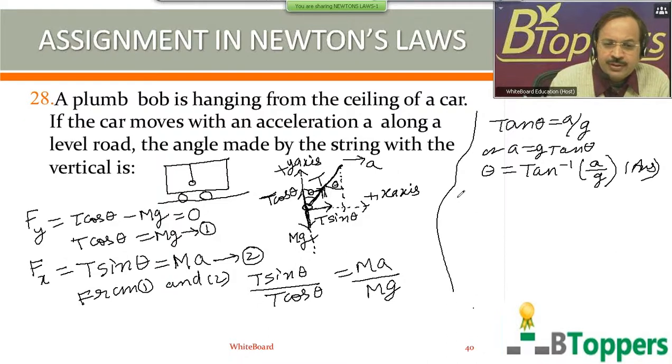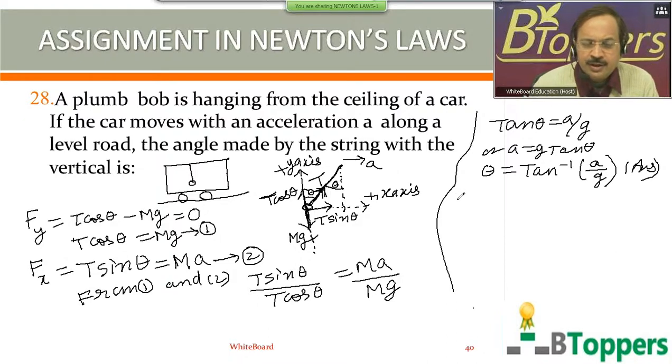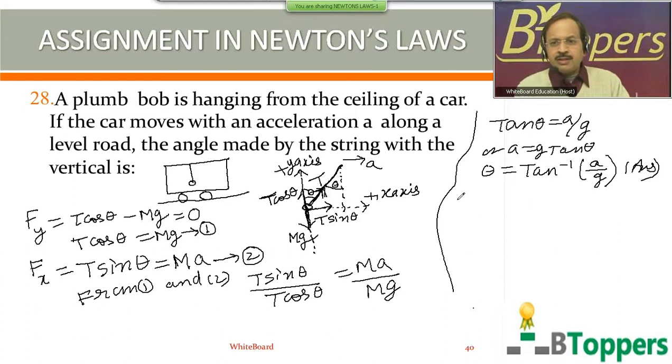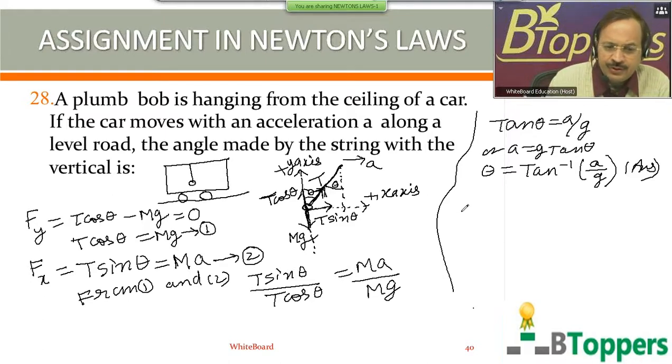That's the answer. In case you are asked to find magnitude of tension of the string, of course, in the question I have shown on the screen, you are just asked only to find theta. But sometimes you may be asked to find magnitude of tension in the string in terms of the mass of the bob and acceleration a of the car. Then you have to eliminate theta from the two equations. For that, we can square and add the two equations.